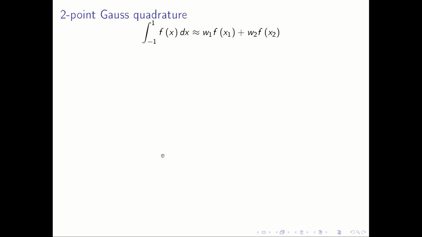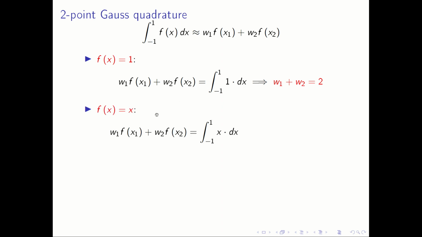Well, how do we achieve that? We achieve that simply by demanding this. If I put in f of x equal to 1, then w1 f of x1 plus w2 f of x2 must be the integral of 1, which means that the left hand side must become w1 into 1, which is the value of f of x1, whatever x1 is, plus w2 into 1, that is w1 plus w2, and the right hand side of course must be this integral, which is 2. Well, that's one equation for the 4 unknowns.